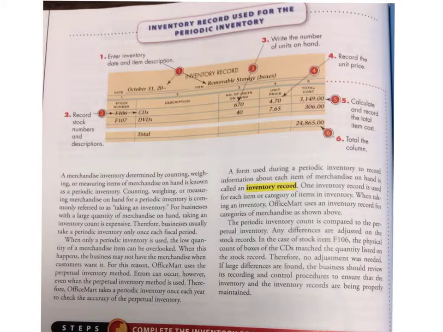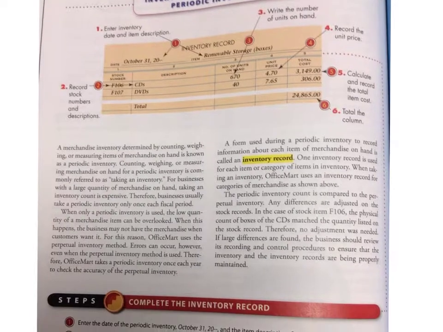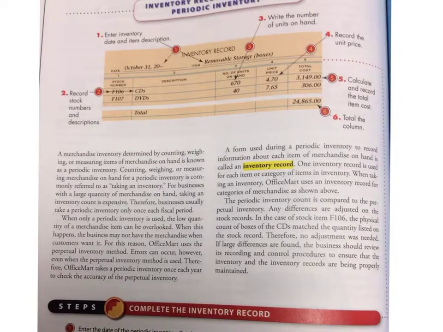But what they use here is called an inventory record. They're physically going to send people into the warehouse, and they're going to count all the stuff, and they're going to mark it down on here. So basically what's going to happen is you're going to fill an inventory record for each individual item or for each category of items, depending on how the company does their inventory. Here they have one record for all removable storage, which is their CDs and their DVDs, okay?